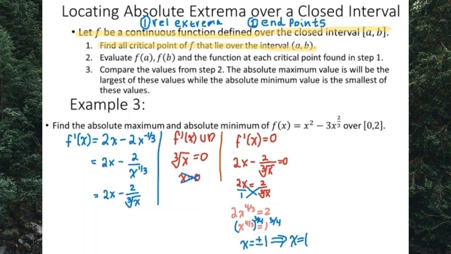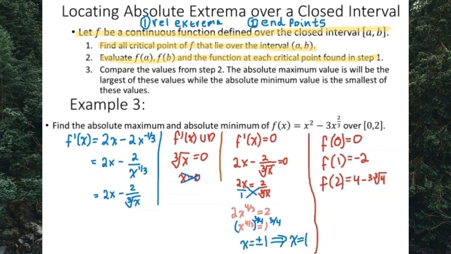Now that we've found our critical numbers, we can move on to step 2. Step 2 is to evaluate our endpoints, which would be f of a and f of b, and the function at each critical point that we found in step 1. So we need to find f of 0, f of 1, and f of 2. F of 0 and f of 2 is because we need to evaluate our function at our endpoints. F of 1 is because 1 is our critical number. Plugging each value into our function, we get that f of 0 equals 0, f of 1 is negative 2, and f of 2 is 4 minus 3 times the 4th root of 4.